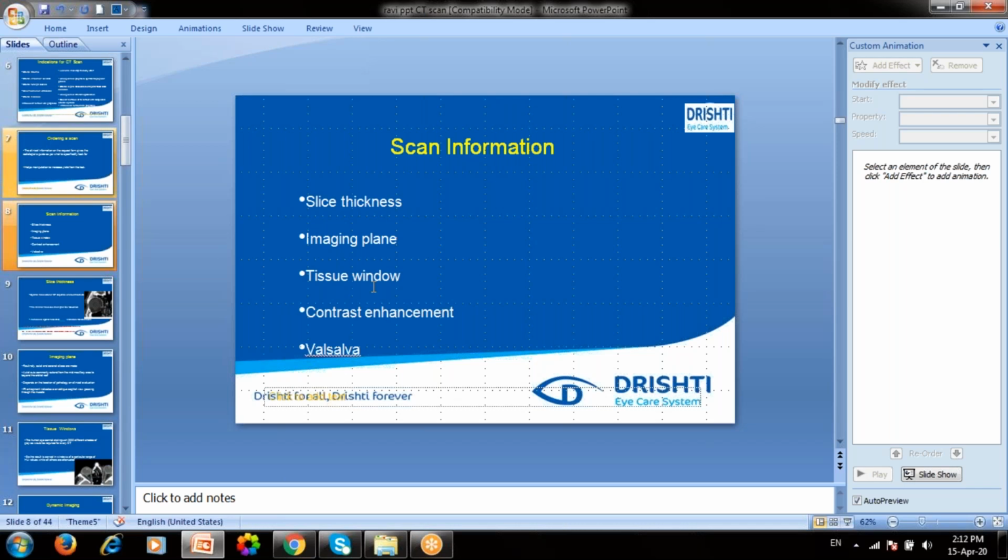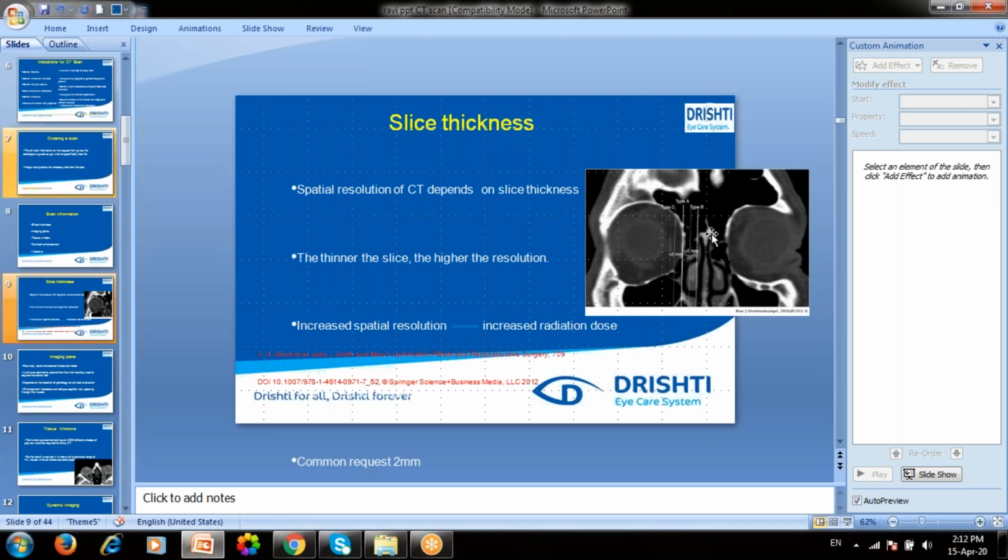Coming to slice thickness, what is slice thickness? If we look at the picture here, you see the lines, right? There will be thousands of scan rays, x-rays, passing through the orbit. The distance between these two lines tells us the slice thickness. This is called a slice. So how much thickness you want? If you want very minor detail, your thickness should be less. If your mass is bigger and you want the measurement, then the slice thickness should be more, so that more area can be covered.